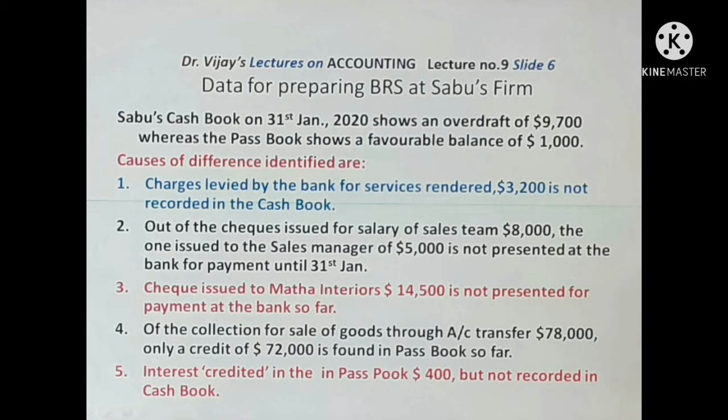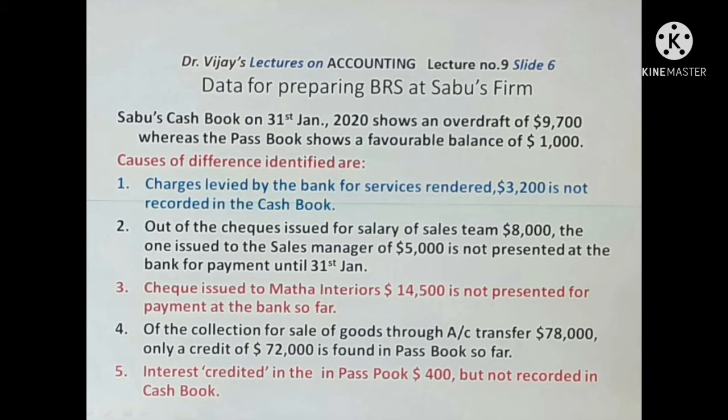Checks issued for salary of sales team $8,000, the entry for that is shown in cash book credit side bank column. But the corresponding entry in the passbook is only for $3,000 because the check of $5,000 issued to sales manager, he has not presented it at the bank so far, and it is not paid by the bank. So entry in cash book regarding salaries of sales team is $8,000. In passbook, the entry is only $3,000. There is a difference of $5,000.